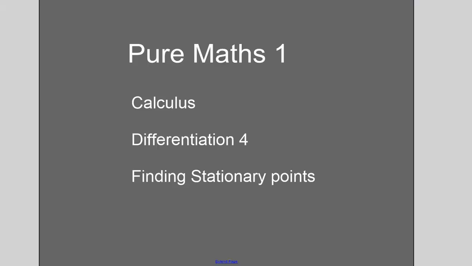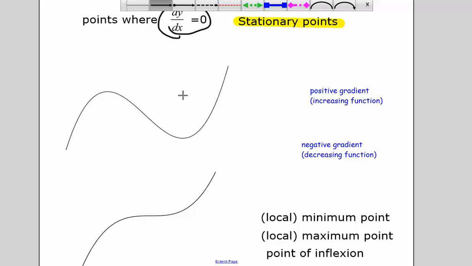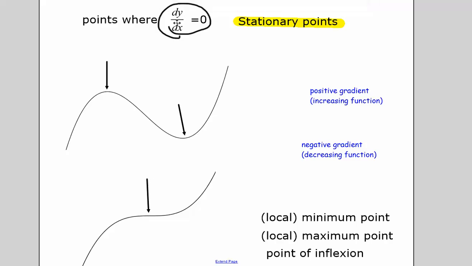So let's summarize that. Where dy/dx is 0, that's where our gradient is 0. We call these stationary points. I can underline or highlight that. We've got different types of stationary point. We've got this type here where the gradient is 0, this type here, and this type here. So these are all where dy/dx is 0.